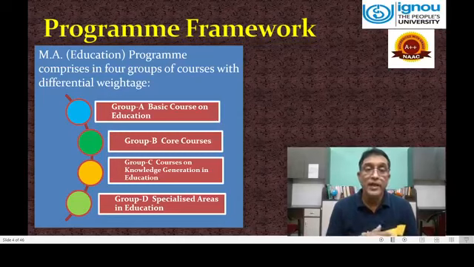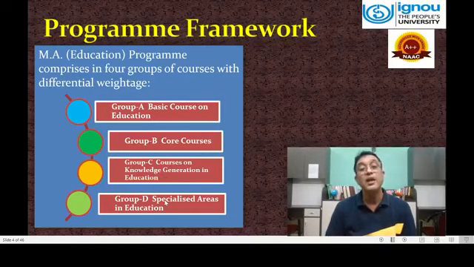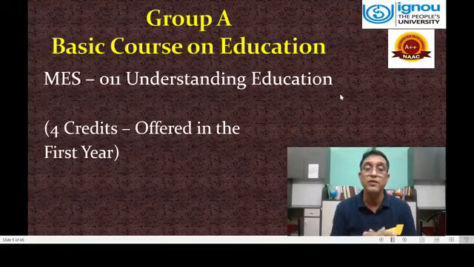Then further, so far as the different grouping of the courses is concerned in the MA Education program, you will find that this program comprises 4 groups of courses with differential weightage. Group A is the basic course on education. Group B is the core courses. Group C is courses on knowledge generation in education. And Group D is the specialized areas in education. Let us go forward to know what the different courses are in each group.